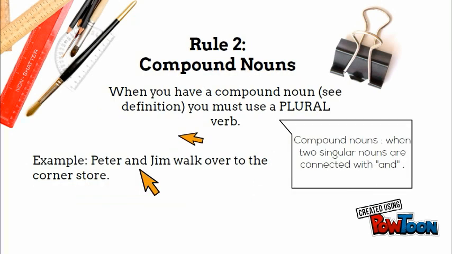Rule number 2, compound nouns. A compound noun is when you have two singular nouns connected with and, like Peter and Jim. When you have a compound noun, you must use a plural verb. So Peter and Jim walk over to the corner store, not Peter and Jim walks over to the corner store.